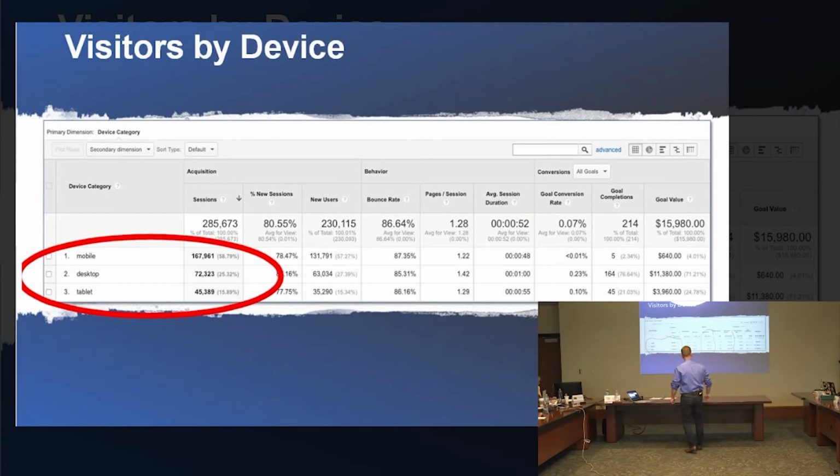But then look at my goal conversion rate and goal completions. Oh, this is so painful. Out of 167,961 mobile visitors, 5 got to the form. Just 5. That is a conversion rate, do you notice, of less than 0.01%? You should get an award if you have a conversion rate that low. That's as low as it goes. It doesn't go lower than that when you have the less-than symbol there.